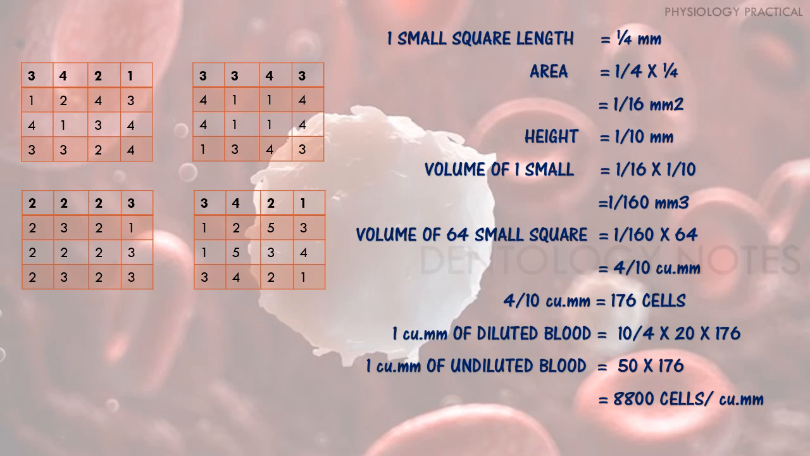Volume of 64 small squares equals 1 by 160 multiplied by 64, equals 4 by 10 cubic millimeter. 4 by 10 cubic millimeter equals 176 cells. 1 cubic millimeter of diluted blood equals 10 by 4 multiplied by 176. 1 cubic millimeter of undiluted blood equals 20 multiplied by 10 by 4 multiplied by 176, which is 50 multiplied by 176, equals 8800 cells per cubic millimeter.